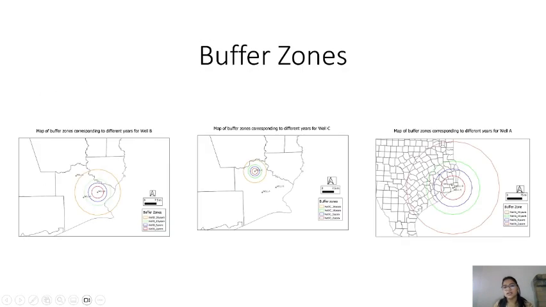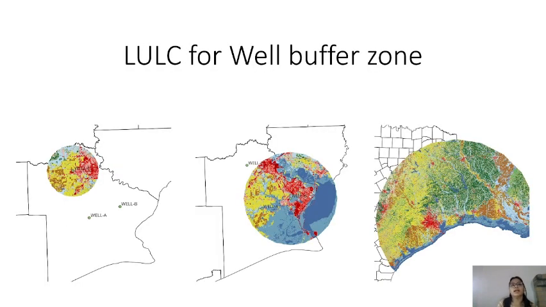As we can see, well B has a large area of buffer zone. Well C has slightly lesser area, and well A has a lesser area. So by looking at the area it covers, we preferred well C as a well. But to further study the area, we used the latest NLCD data, and clipped it to the buffer zone of 30 years for all the three wells.